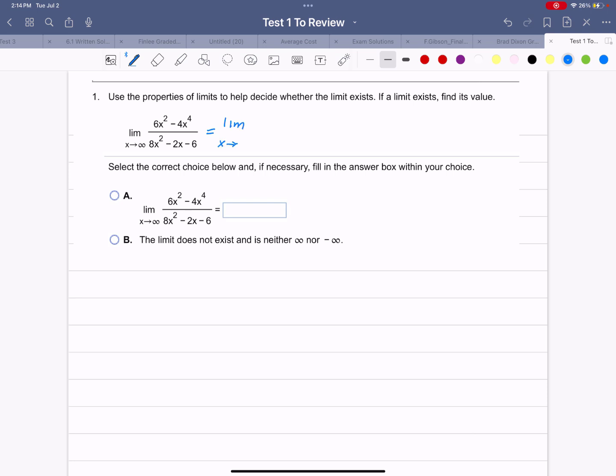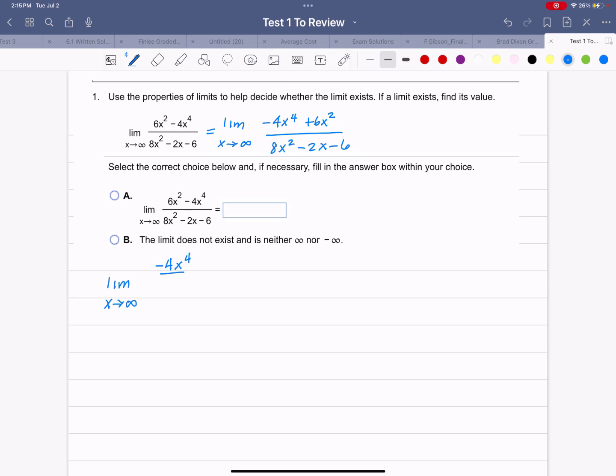that is that the numerator is not in descending order. So if I rewrite that, negative 4x to the fourth plus 6x squared all over 8x squared minus 2x minus 6. Now there is a technique, and that is that you divide all terms by the highest power of the denominator. So that's going to be x squared.